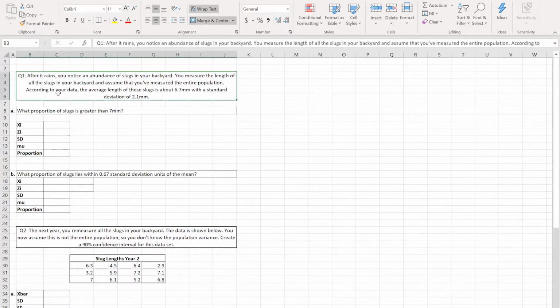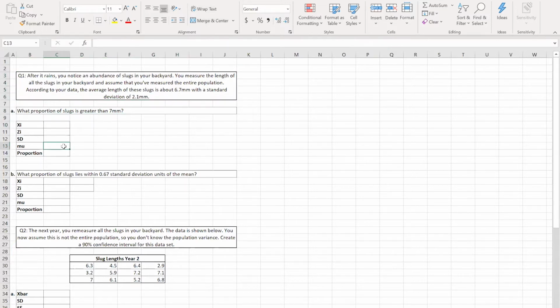Okay, so for question 1, after it rains, you notice an abundance of slugs in your backyard. You measure the length of all the slugs in your backyard and assume that you've measured the entire population. According to the data, the average length of these slugs is about 6.7 millimeters. So that's our mu, population mean. And our standard deviation is 2.1. So our population standard deviation is 2.1. What proportion of slugs is greater than 7 millimeters?